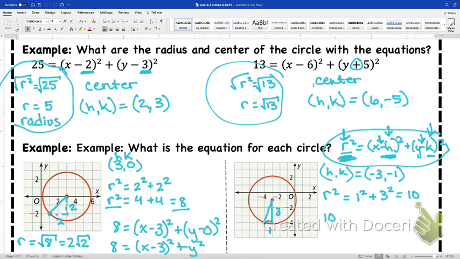So we got 10 equals x minus 3 squared. No, the equation is a minus and this is a minus, so it's going to be a plus, because you're minus a negative. So x plus 3 squared, plus y plus 1 squared, minus a negative 1, so it'd be plus, squared. Not that bad, is it? No.